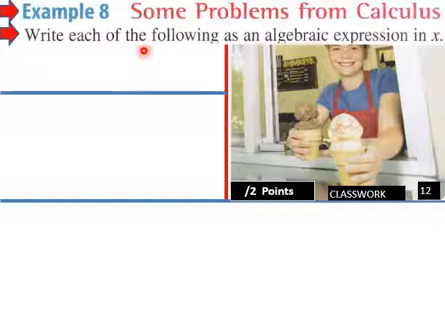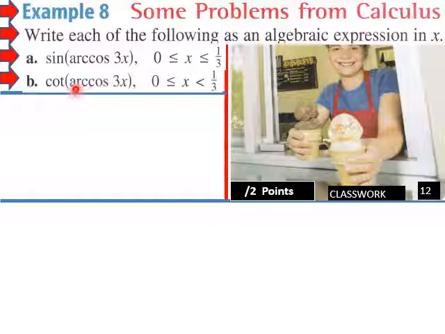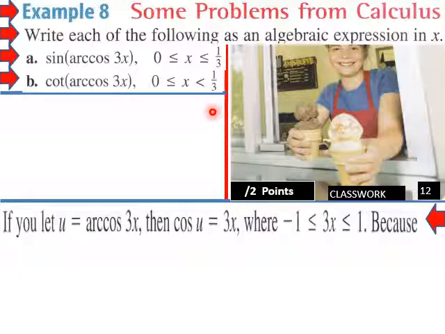Example 8. Some problems of calculus. Write each of the following as an algebraic expression in x. A, the sine of arccosine 3x, where 0 is less than or equal to x, less than or equal to 1/3. And then B, cotangent of arccosine 3x, where 0 is less than x, less than 1/3.